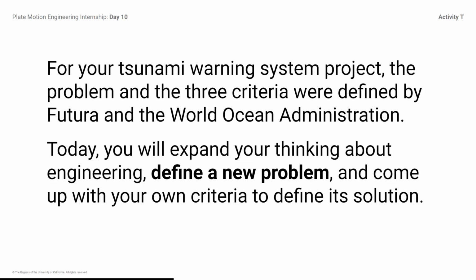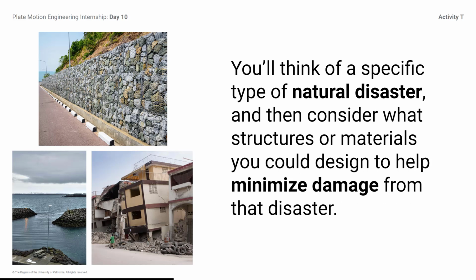Your new task is to think of other problems a geohazards engineer might try to solve. You'll think of a specific type of natural disaster and then consider what structures or materials you could design to help minimize damage from that disaster. The images relate to mitigating a disaster, erosion control, a building crumbling after a disaster, and human-made levees or jetties near a body of water.